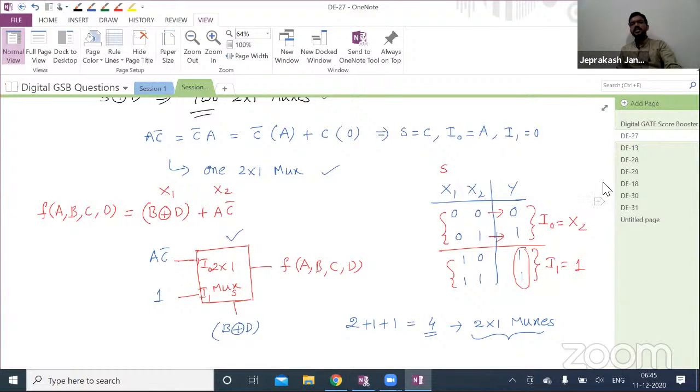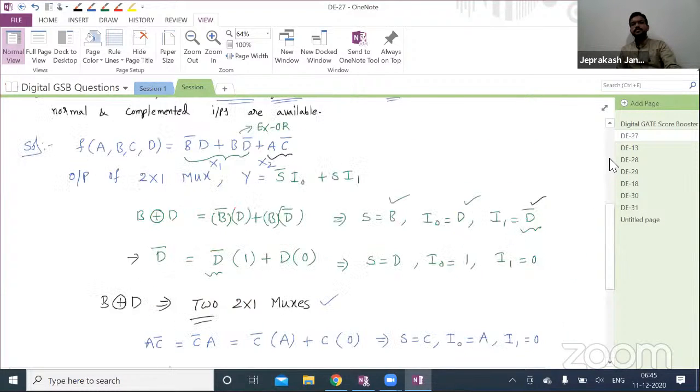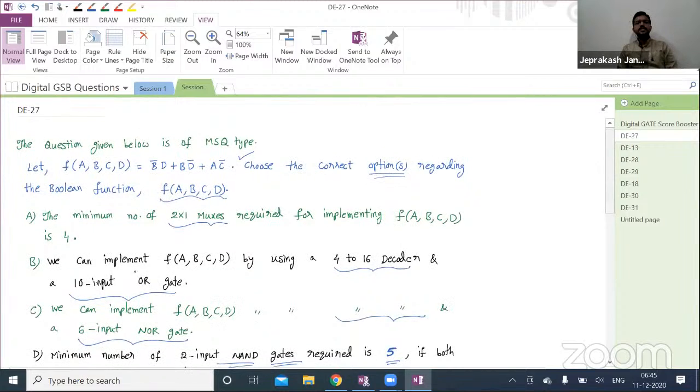So is option A correct or not? Option A: the minimum number of 2 by 1 muxes required for implementing f of ABCD is 4. So that means it is correct. Option A is correct. Right. So now we have to verify the remaining choices also, whether those are correct or not, one by one.